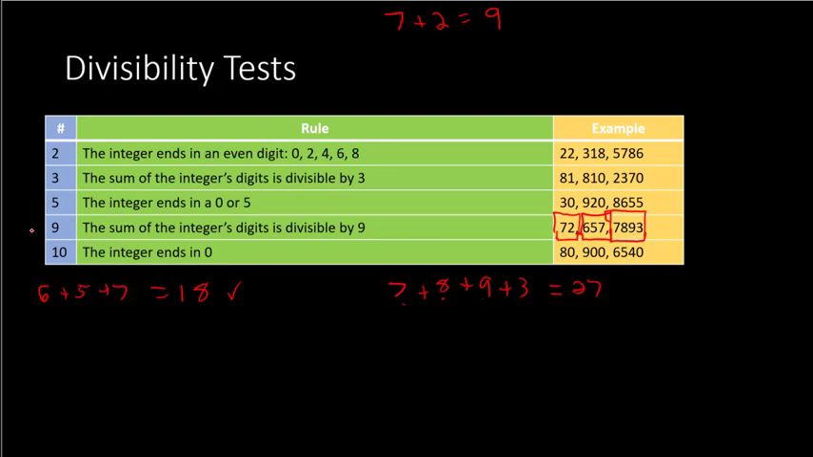So dividing by 9 and dividing by 3, to determine if that is possible, those two are the same process. All right, you add the digits together and see if we can divide by 3 or by 9.